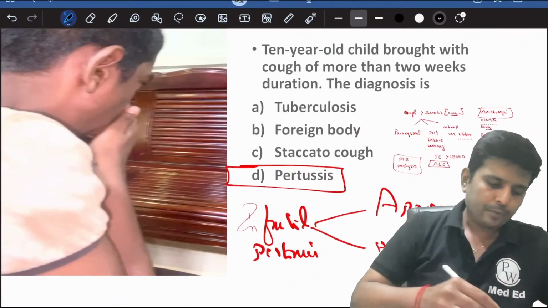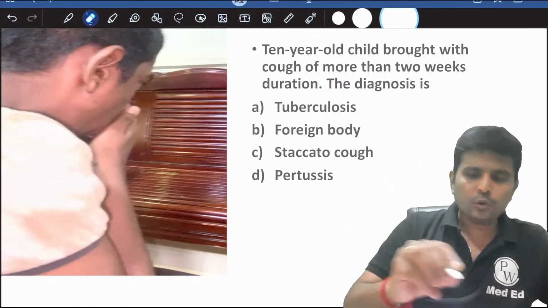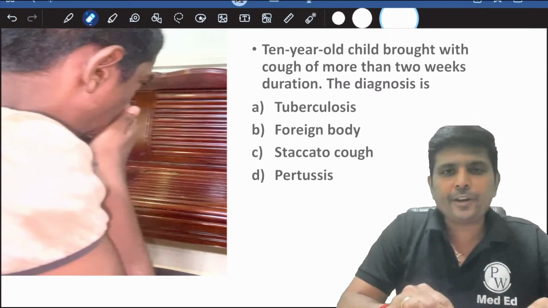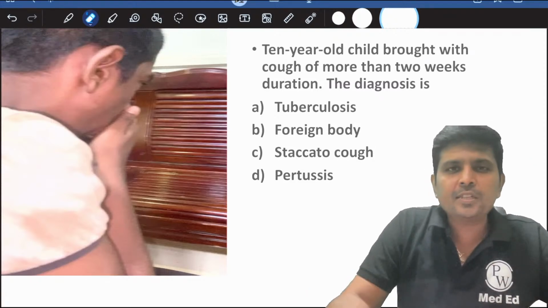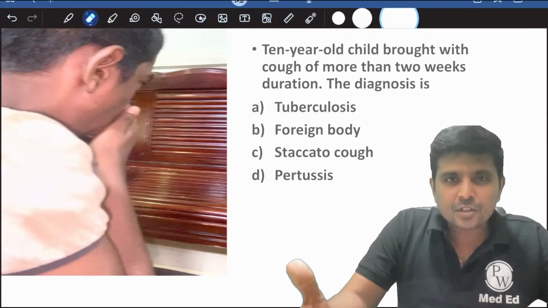Okay, right. So one spotter, what is that one spotter? So this is not a video, let me show you. So what is this cough called as? What is this cough called as?